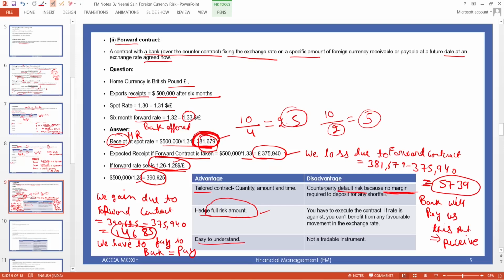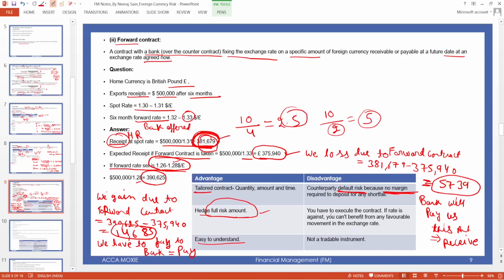So there is a risk that the other party may default if the rate goes against them, right? Like if you gain, you may not pay this amount to the bank. If you lose, the bank may not pay you the amount. This is the default, right? This is the risk.